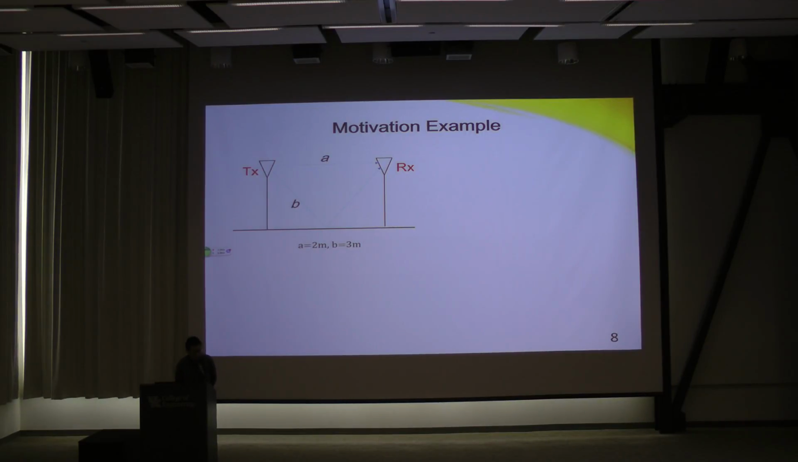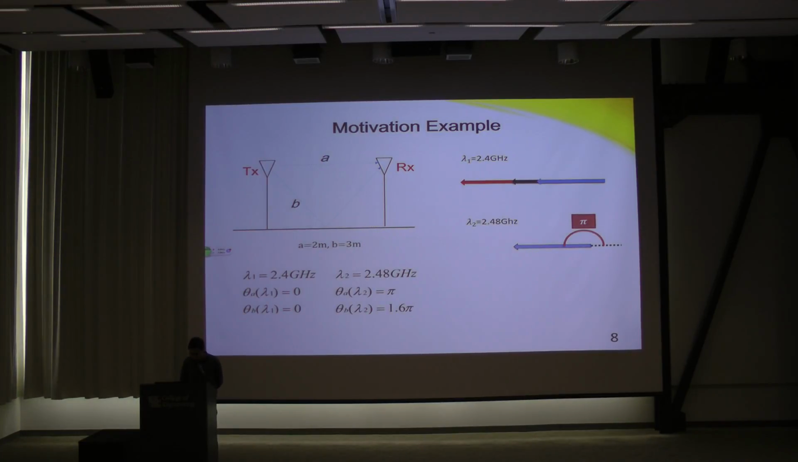There are two paths between the sender and receiver, A and B. The path A is 2 meters and path B is 3 meters. On the first channel, the phases at the receiver are all 0. The path A phase is 0 and the path B is also 0. But the two path signals combine each other like this. This is constructive.